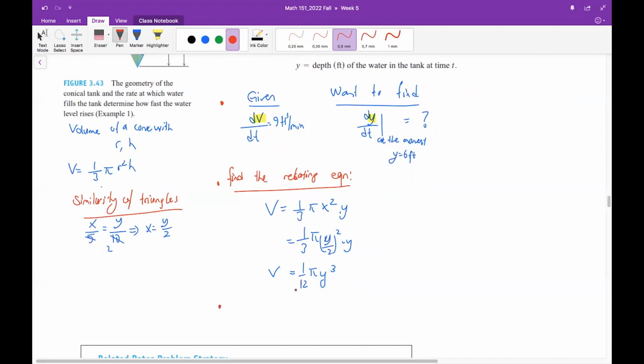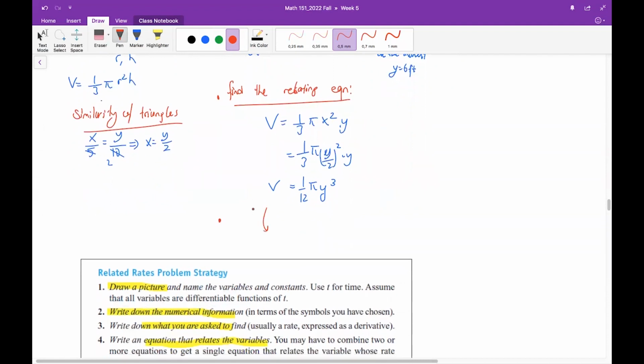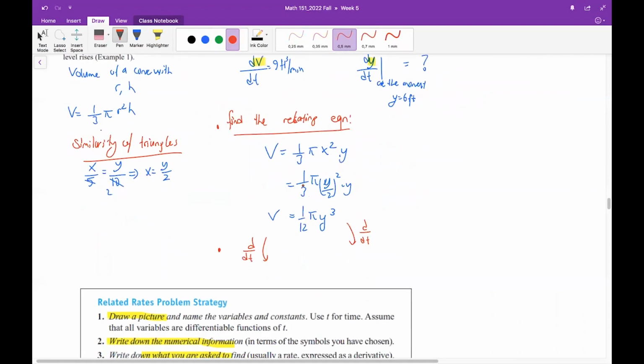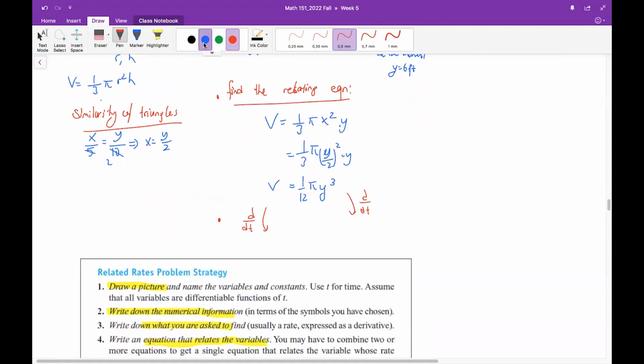Now we will take the derivative of both sides with respect to t. Why am I doing that? Because look at what is given and what is asked. They are all time derivatives of V and y. So on the left side, I will have dV over dt. On the right side, 1/12 pi, and according to the chain rule, you can derive this. It is 3y squared times dy over dt.